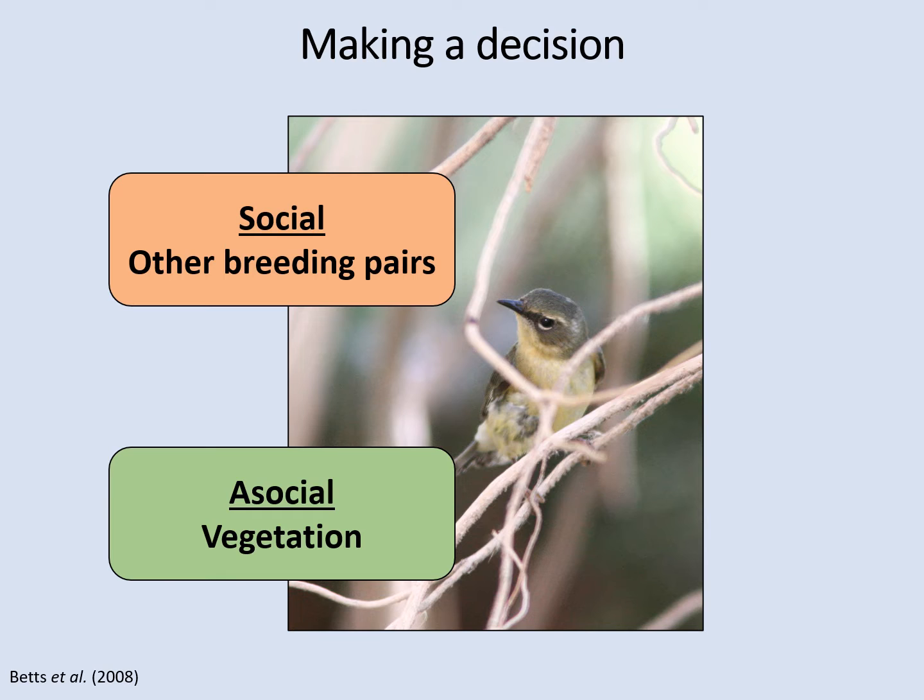Similarly, if you're a black-throated blue warbler, the female of which is pictured here, you could still have social and asocial sources of information affecting your decisions. For example, while deciding where to build a nest, you could take into account both where other breeders previously settled, that is social information, as well as asocial cues such as preferred vegetation structure.